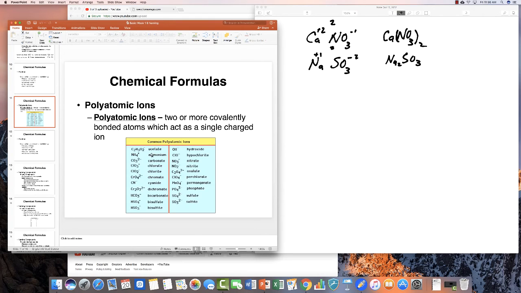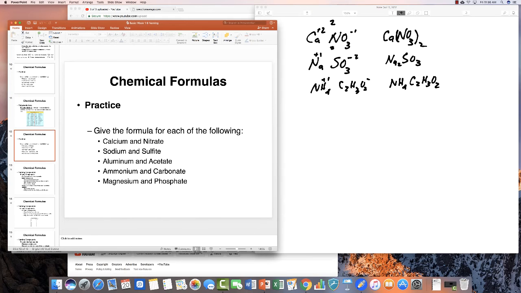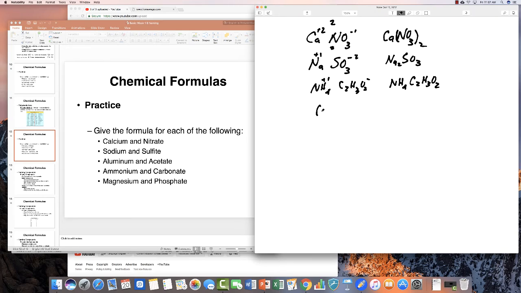Ammonium acetate. Okay, if we look here, ammonium is here, and acetate is here. So you've got NH4 +1 and C2H3O2 -1. The least common multiple is 1, so it's NH4 C2H3O2. Ammonium, I'm sorry, this was aluminum acetate. I misread it. Let's do aluminum carbonate.